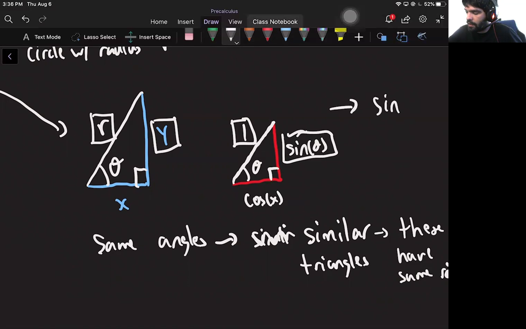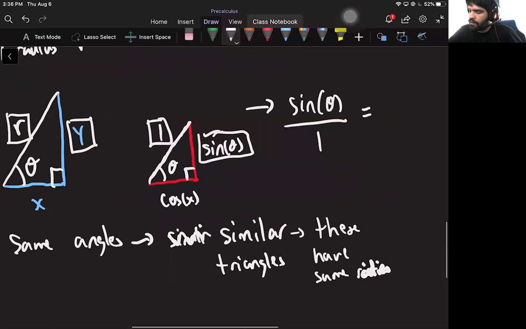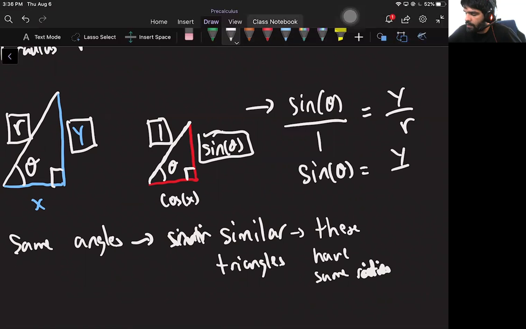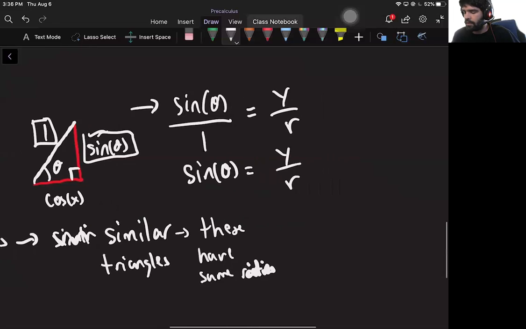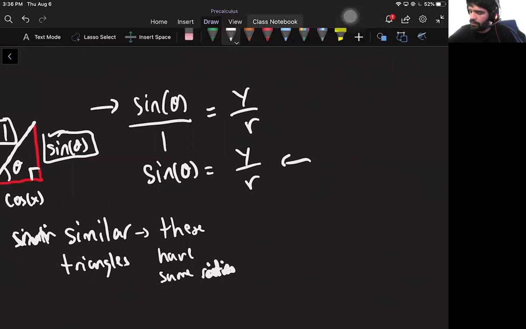So I can say sine of theta divided by 1 is this y coordinate divided by r. Anything divided by 1 just doesn't change it. Sine of theta is actually y over r. So this is where people get very confused because they think, well, before you told me sine of theta was just y, and now you're telling me sine of theta is y over r. But those are two different situations. This is for any circle.